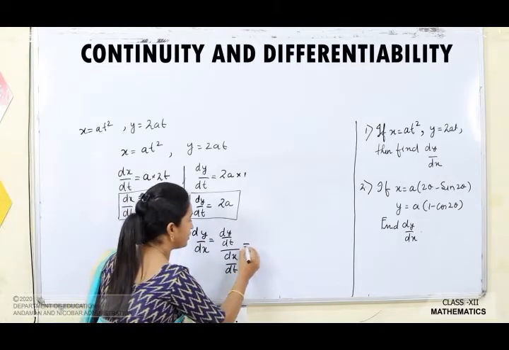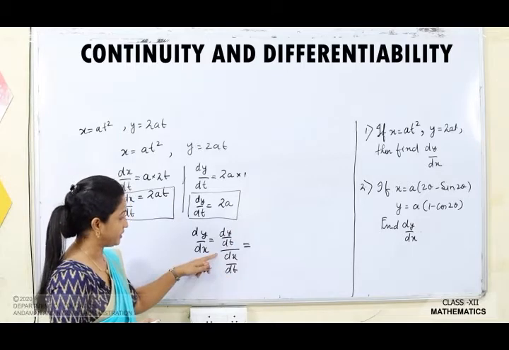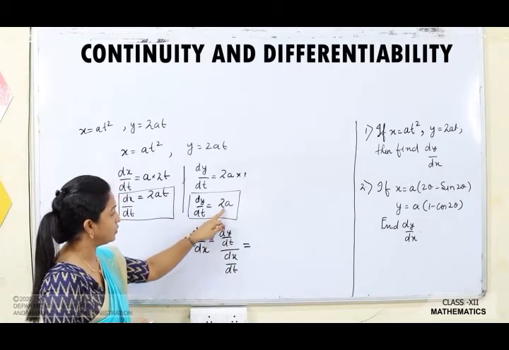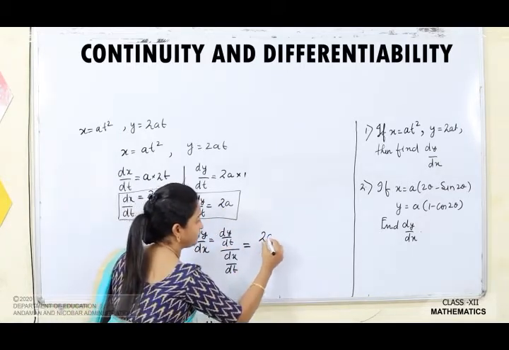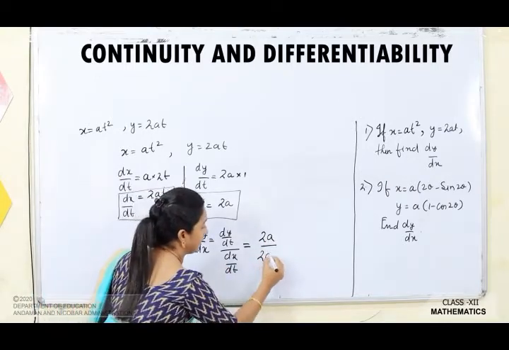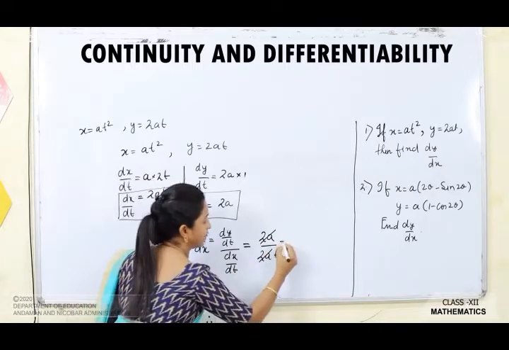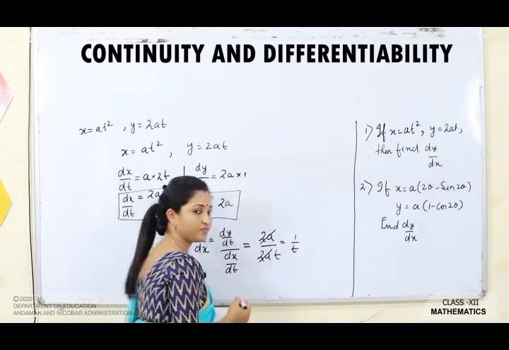Now what you will do here, you will substitute the value of dy by dt and dx by dt. Now dy by dt the value is 2a and dx by dt value is 2at. So this 2a gets cancelled out and the answer is 1 by t.